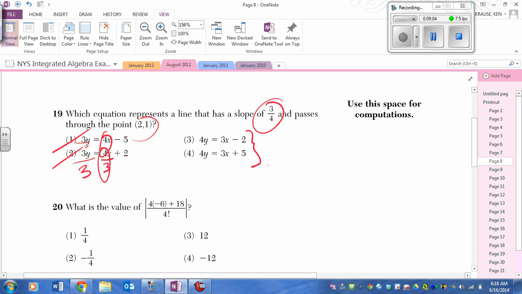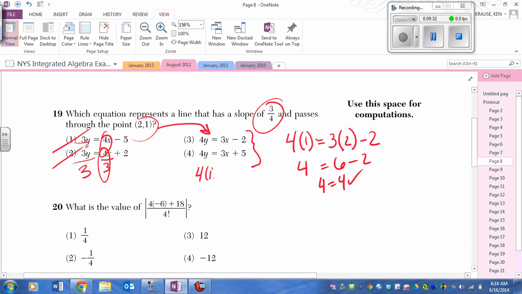The only way you're going to be able to figure out which one of these is right is by plugging that point in. So we'll do 4 times y, which is the 1, does it equal 3 times 2 minus 2? And this is 4 equals 6 minus 2, or 4 equals 4. That checks. So that appears to be the right answer. But I love to check everything. So let's do 4 times 1 equals 3 times 2 plus 5. Well, that's 11. That's not going to be it. So choice 3 is the right answer. Hopefully we got that one right.